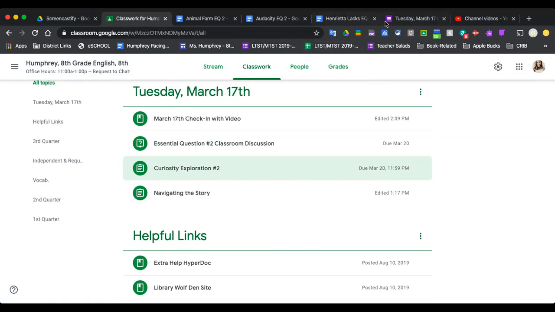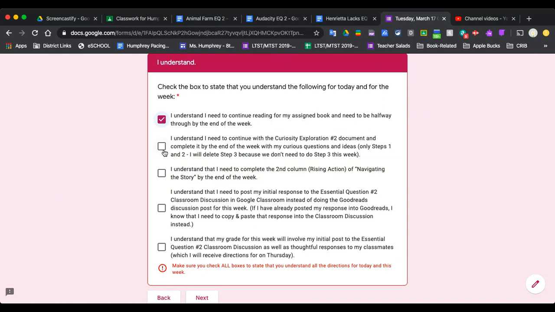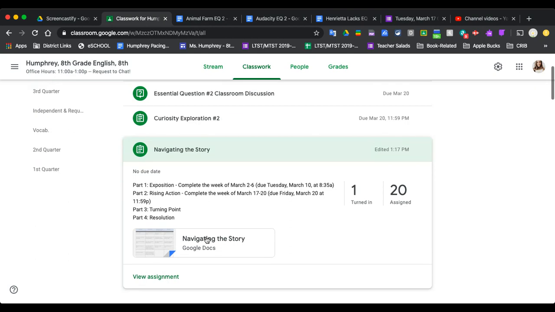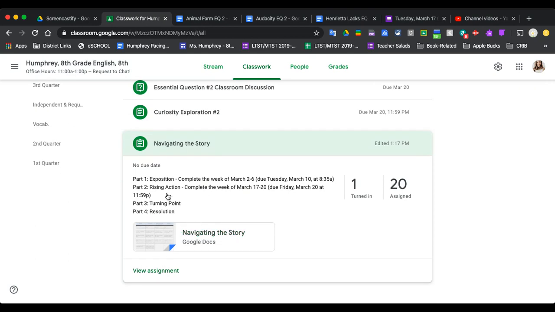So let's go back to our form. We understand that. Let's move to the next part. So we're going to pivot to navigating the story. You guys should have done your first column, exposition, with this already. I have moved navigating the story up to the March 17th, or if you're first period, March 18th, topic, so that way you can easily find this. You're going to notice that the rising action deadline has been adjusted here. You'll notice that someone has already turned this in.